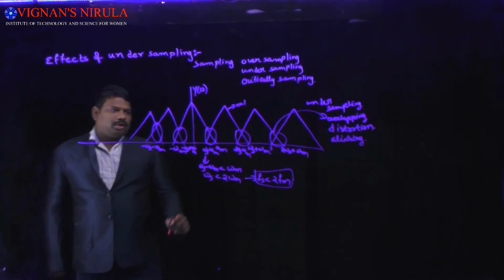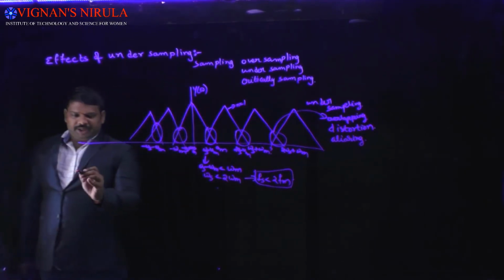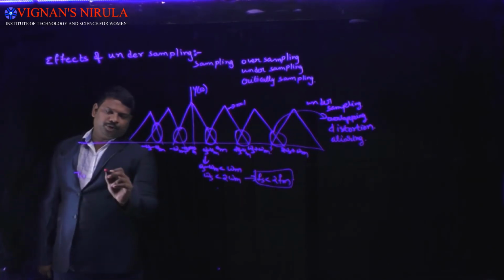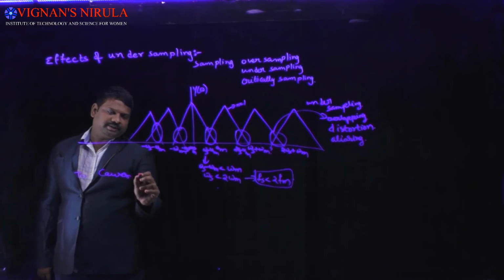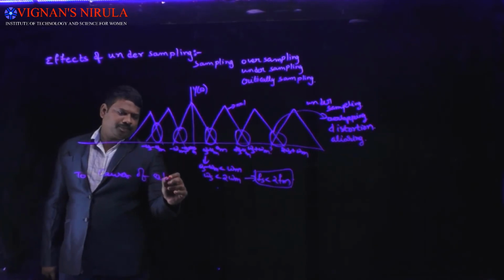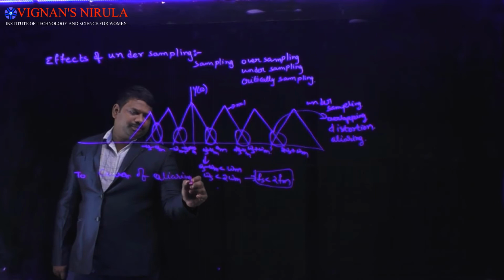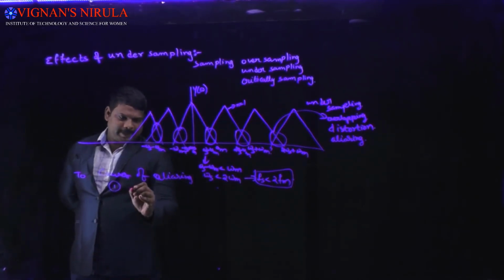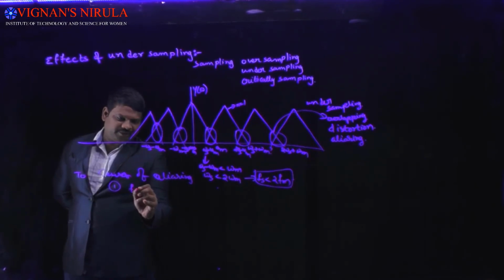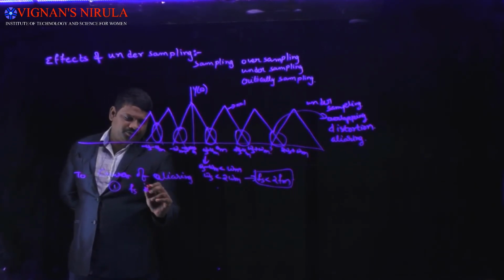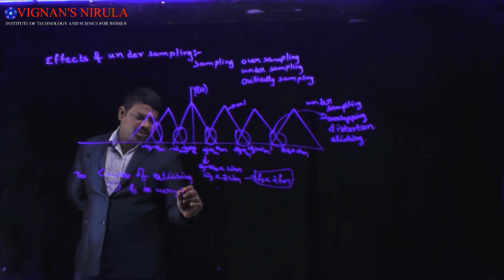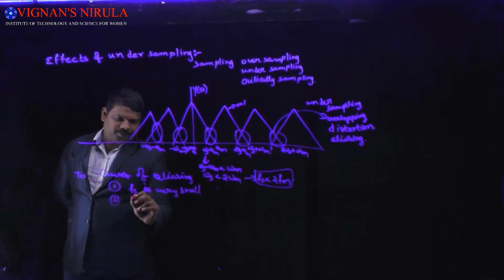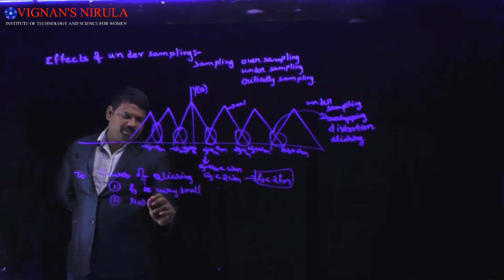Now, to avoid this aliasing, we need to know its causes. The first cause of aliasing is that Fs is very small. Next, x of omega is not band limited.